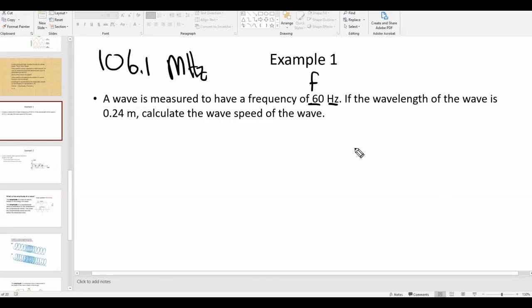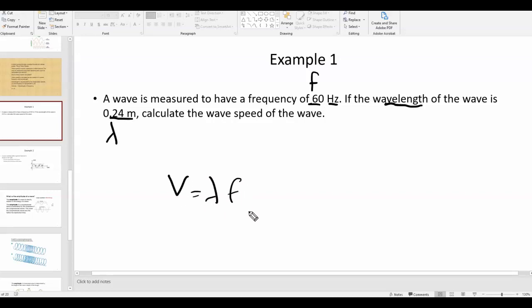All right, anyway, so back to this example. It says if the wavelength of the wave is 0.24 meters, calculate the wave speed. All right, so here's my wavelength. Notice it's in meters. This is supposed to be really simple. V equals lambda times F. I'm looking for V.